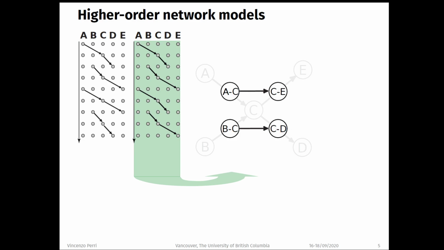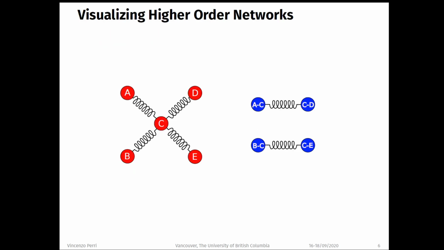One trivial solution could be to just use, for example, a force-directed layout on the higher order network. But as you can see here on the right, the blue nodes are not the ones that we are interested in. What we want is to see those patterns in a layout that uses the usual nodes that we have, the nodes you have here on the left, the red nodes.